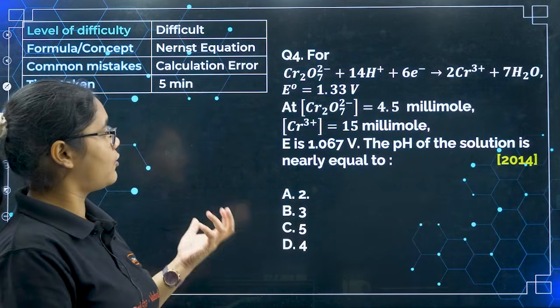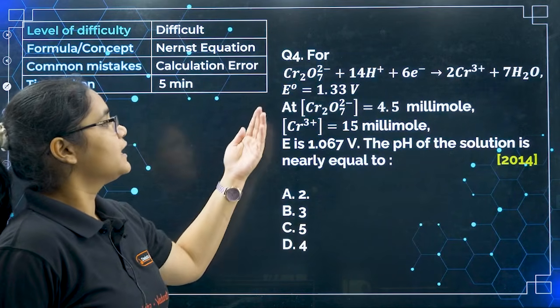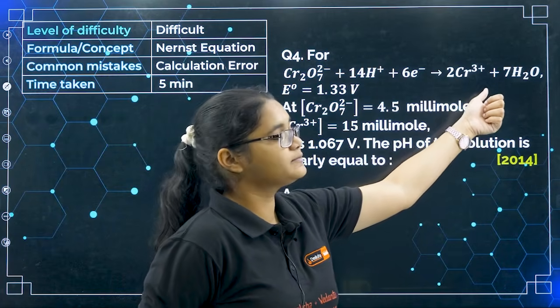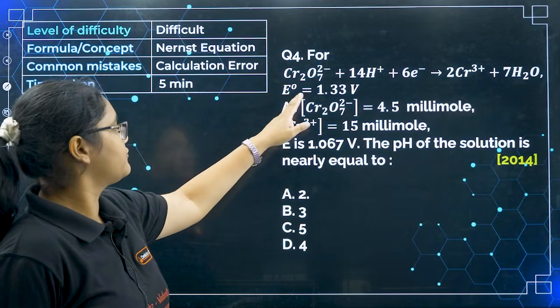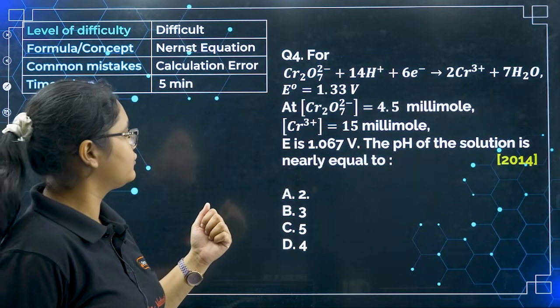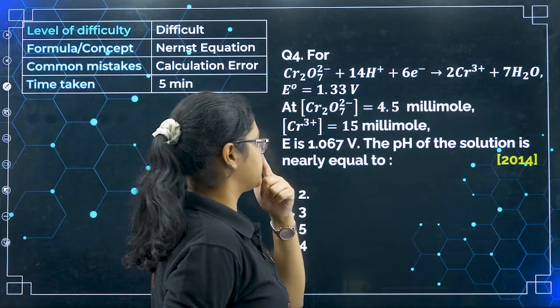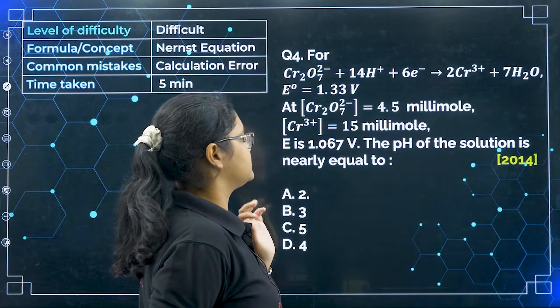Next, I have question number 4 here. Cr2O7 2 minus plus 14 H plus plus 6 electrons gives 2 Cr3 plus plus 7 water. The E naught value is given to me, the Cr2O7 concentration is given, and the Cr3 plus concentration is given.